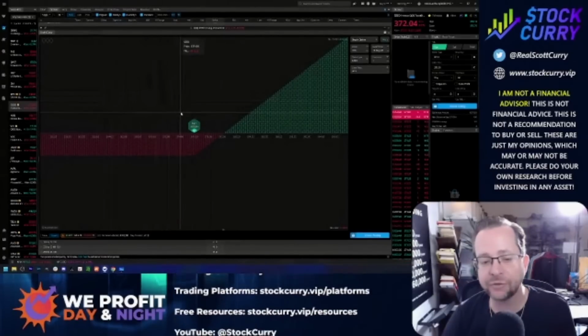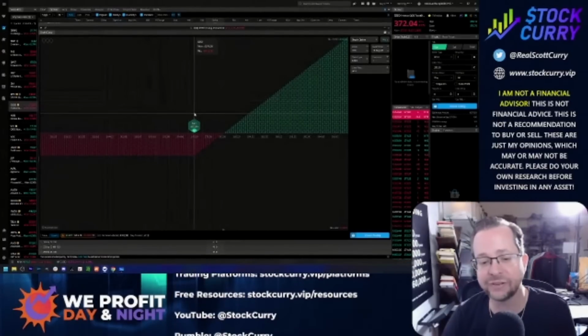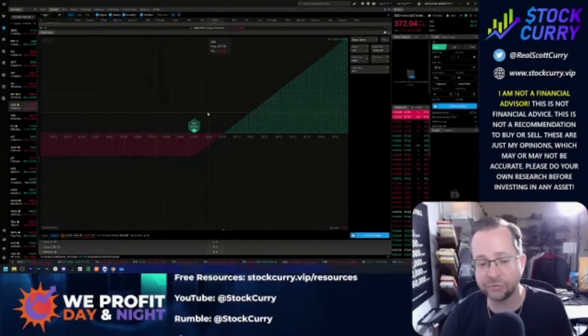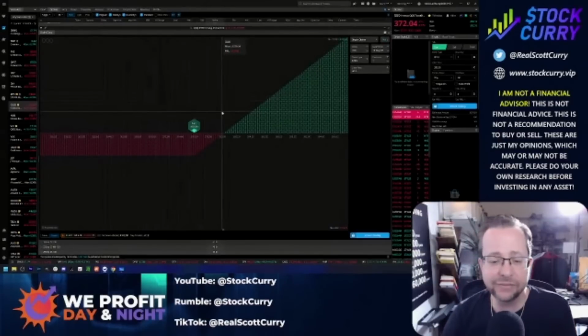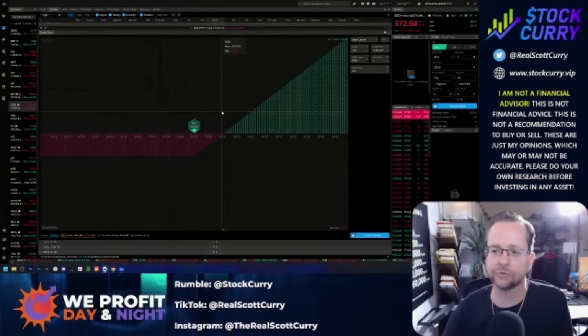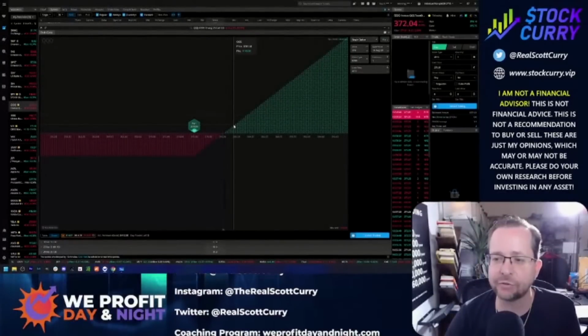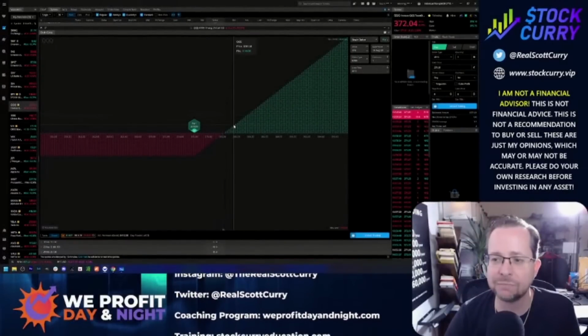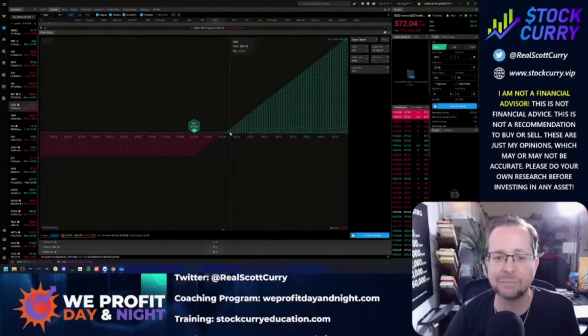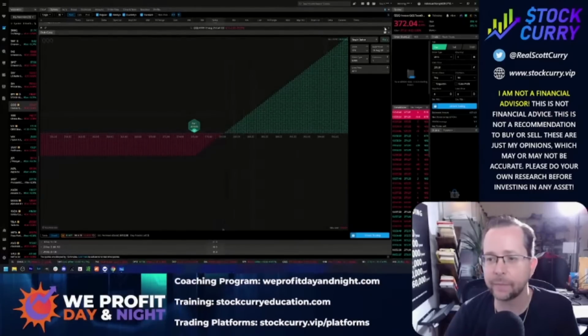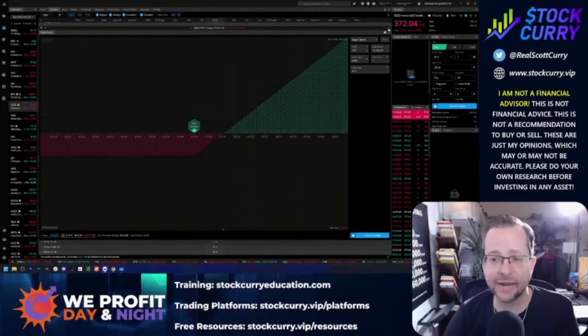If QQQ goes up to 374, you lose money. If it goes up to 376, you lose money. If it goes up to 378, you lose money. This has a break even around $380. So if you just bought a call option, you would need QQQ to get to $380 or more in order to make money. But it's got to go up a lot.